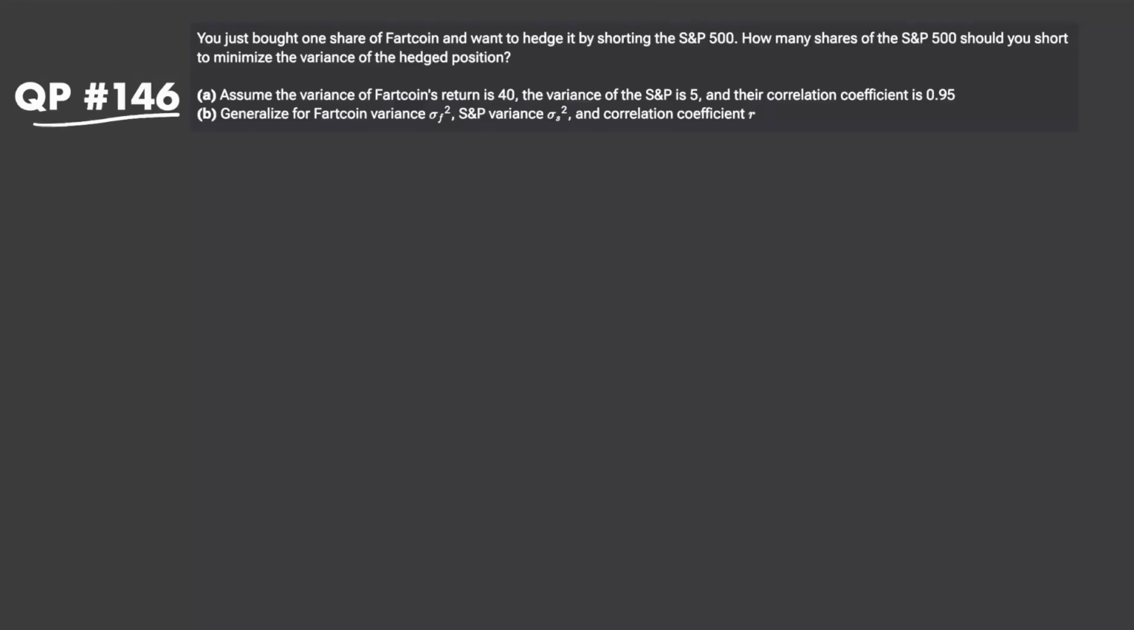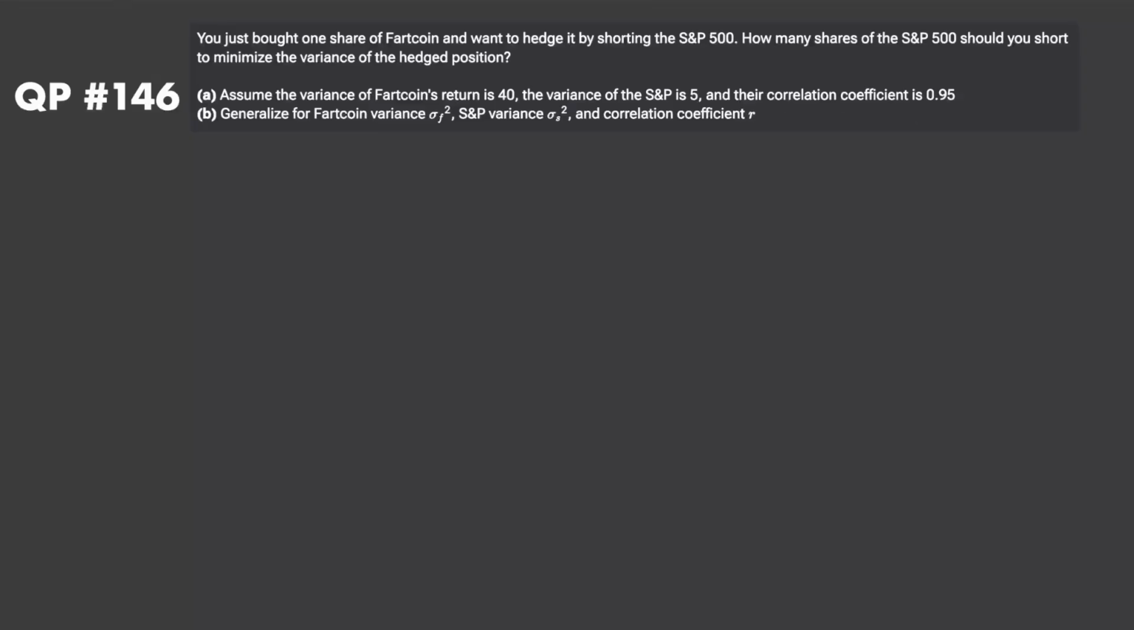Hello everyone, today let's take a look at QP146 where we just bought one share of Fartcoin and we want to hedge it by shorting the S&P 500. So how many shares of the S&P 500 should you short to minimize the variance of the position? What we're given to solve this problem is the variance of Fartcoin's return, which is 40, the variance of the S&P, which in our example is 5, and their correlation coefficient.